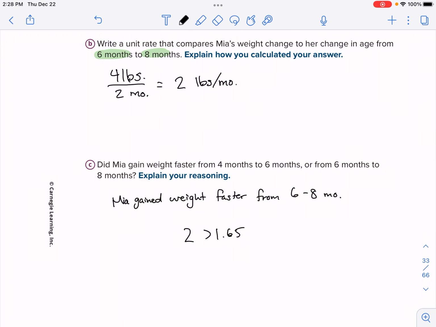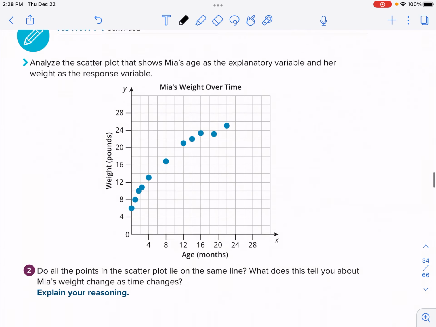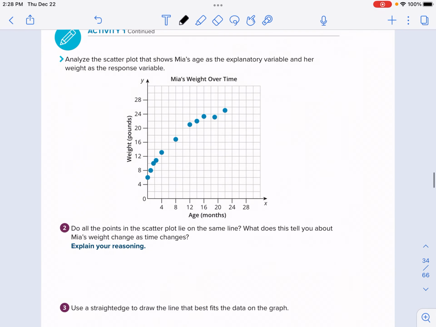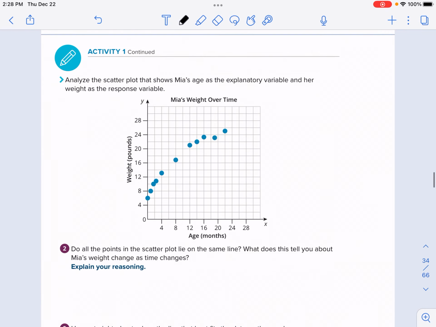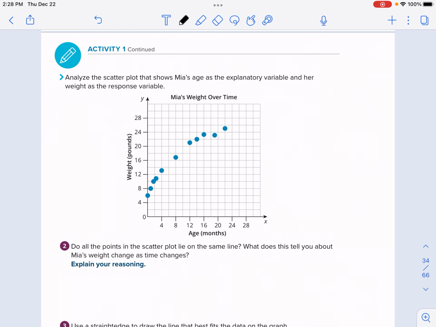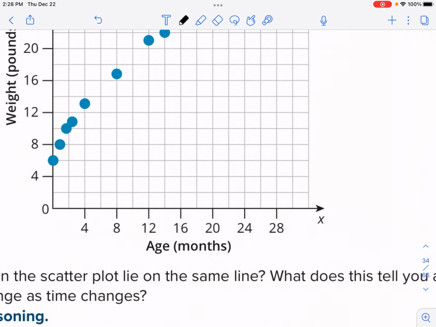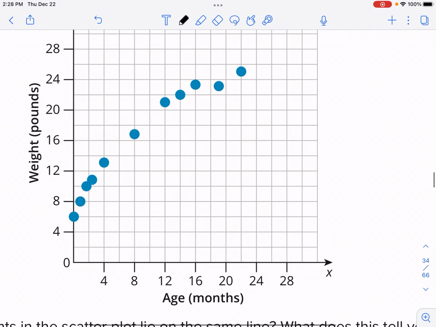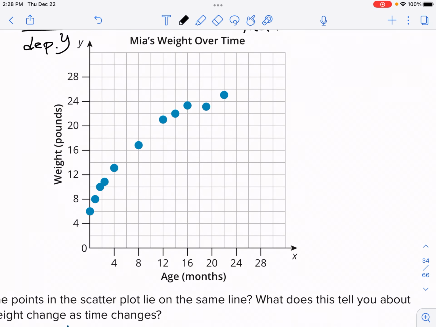And then we're gonna plot this data on the next part, or it's already plotted for us. So now on page 480, analyze the scatter plot that shows Mia's age as the explanatory variable, right, that's independent variable, and her weight as the response variable, or the dependent variable. Or we can say that this is X and this is Y. Right, so we have age here, and then we have weight here. Now, for this, right, this is a scatter plot, right? It's a bunch of points that are graphed. Right, it doesn't form an exact line, but we can answer some of these questions from here.